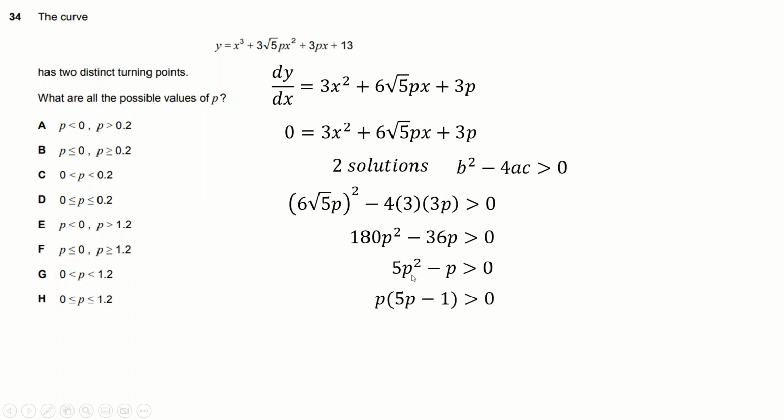Factorize out the p, and we've got roots at p is 0 and p is a fifth, right? And we need to be greater than 0. So you can draw the quadratic if you want to, but hopefully you're just comfortable with the idea that if you need to be greater than 0 in a quadratic inequality, you need to be either side of the roots. So either less than 0 or greater than a fifth, which is the same as 0.2. So the answer must be that one.